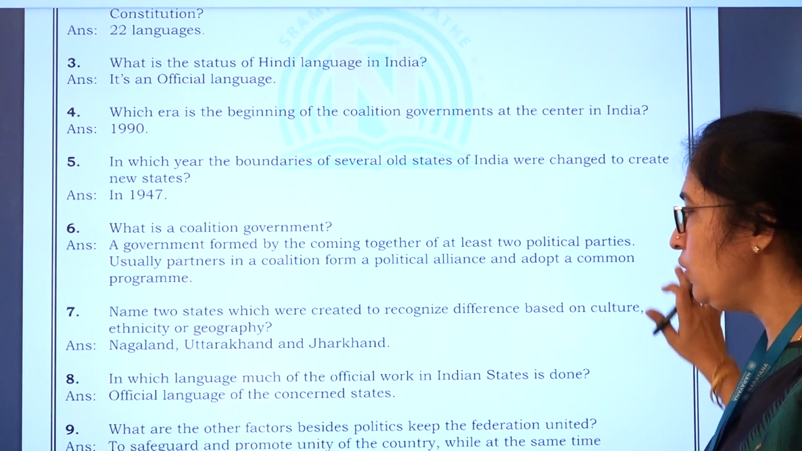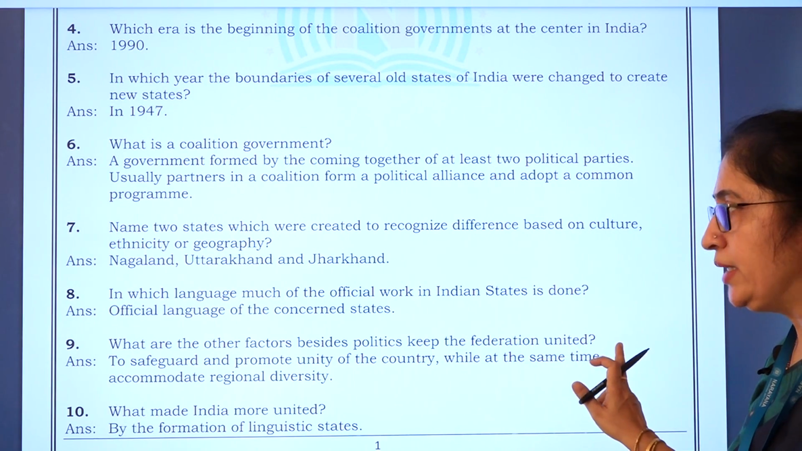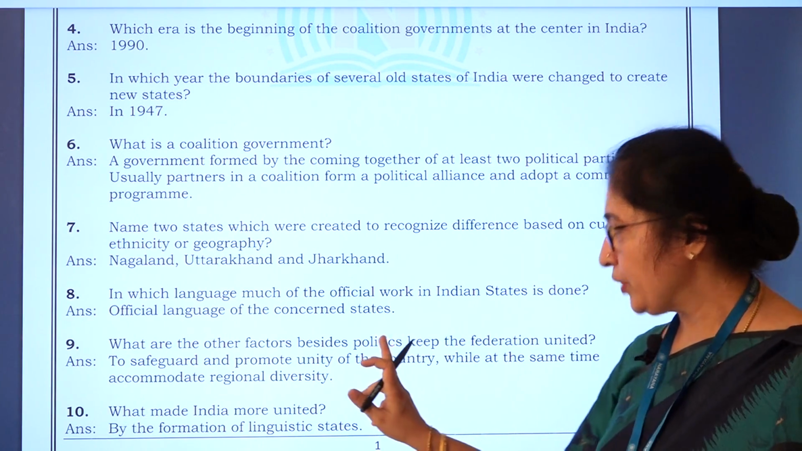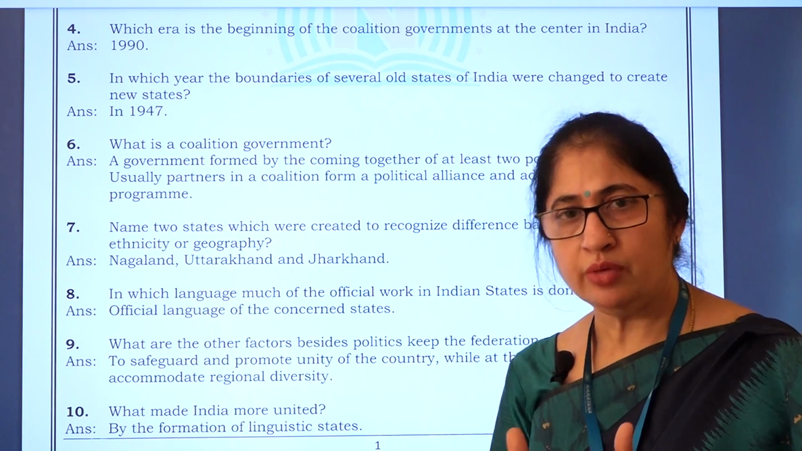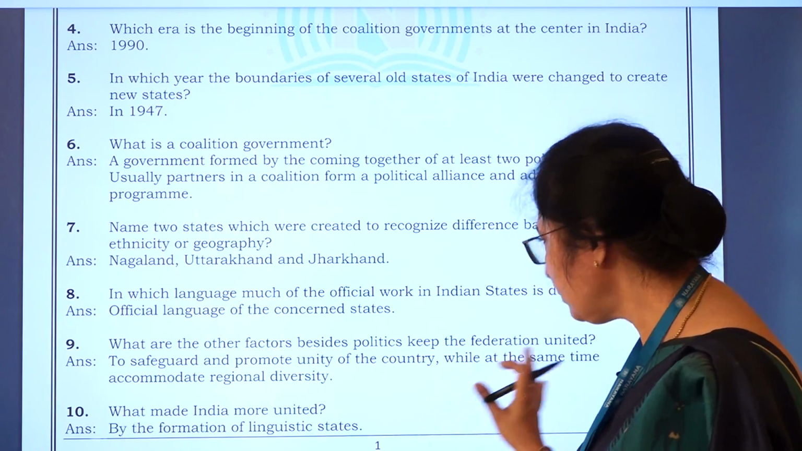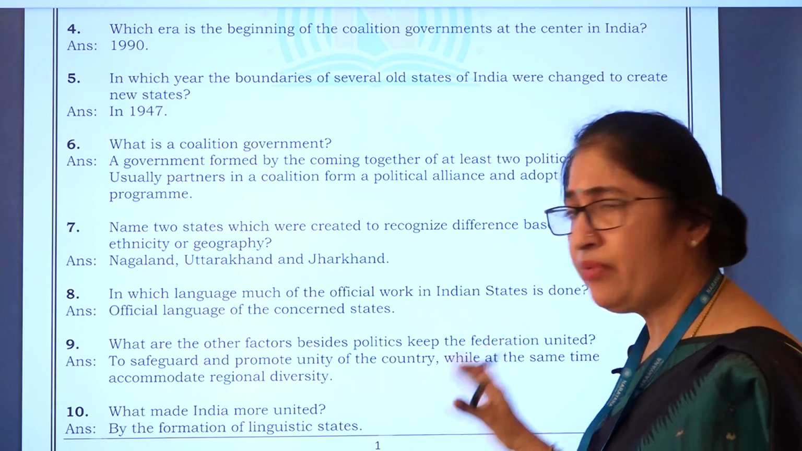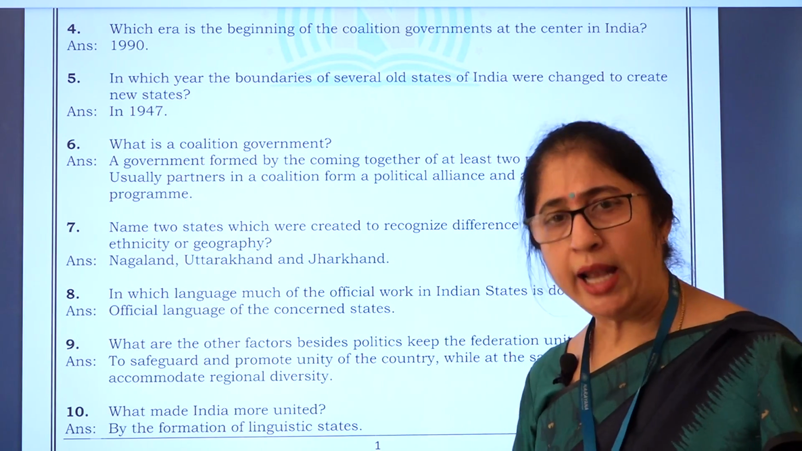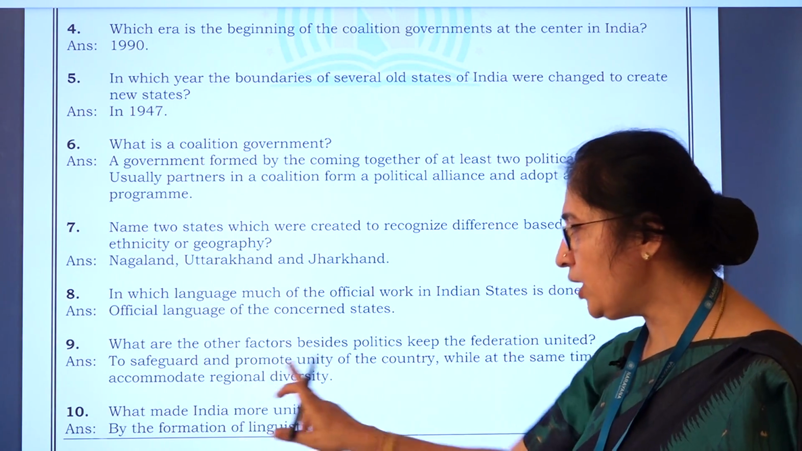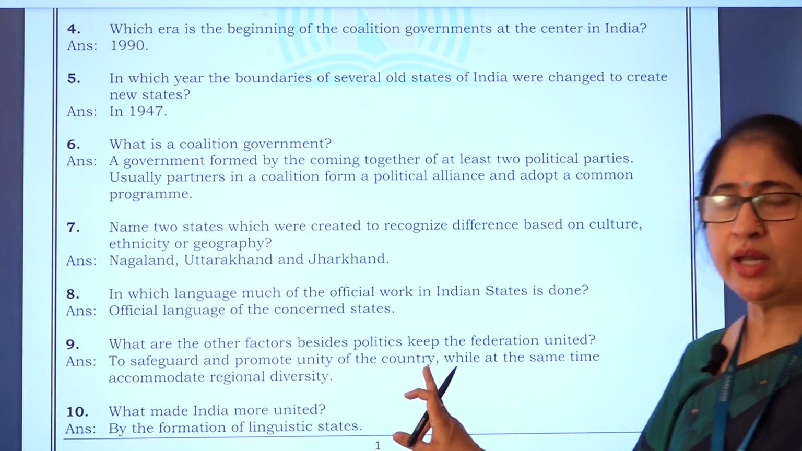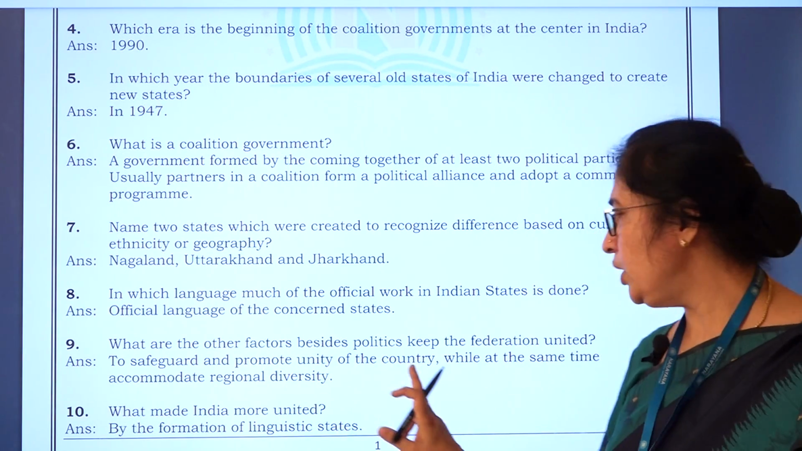What is the next question? What are the other factors besides politics that keep the federation united? Here the question is apart from politics, because federation is a form of a government that we have adopted, right? So what is there besides politics? What are the other factors which help the federation to be together or strengthened? That is to safeguard and promote unity of the country. Why are we having a federal form of government? To safeguard and promote the unity of the country.